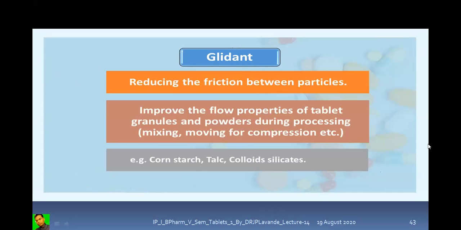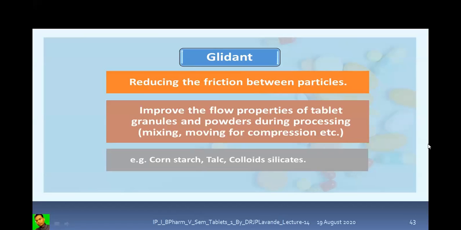Next is the glidant. Again, the next important excipient or adjuvant that is needed in order to formulate the tablet is the glidant. What will the glidants do? Yes, from the name itself, they will glide, they will slide, isn't it? Or they will enhance, they will improve the process of gliding or sliding. Why is it important? It is important in order to reduce the friction between the particles.